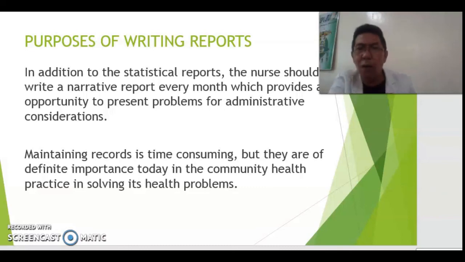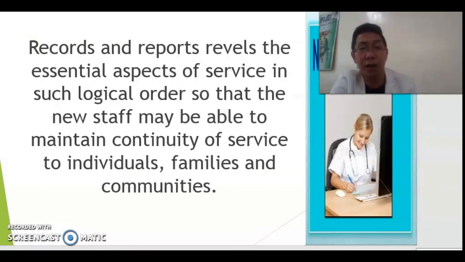For the continuity of care to individuals, families, and the community as a whole. Okay, so that we can solve health problems. All right, okay, that's it. Okay, so because if you have all these records, so as I previously told you, okay, so it's important that we keep all the records accurately, okay. So if you have any question, you can just message me via messenger, okay, about what I have discussed.